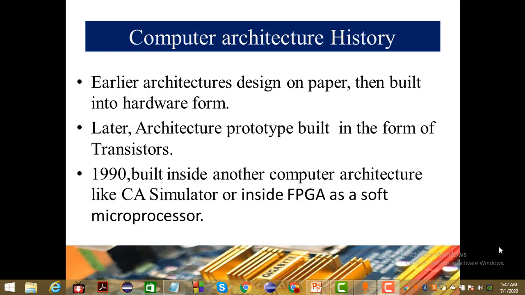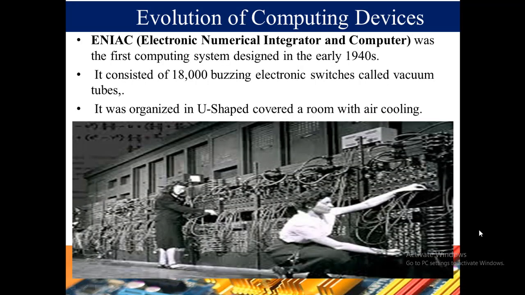But in between, let's have a look at how the computer evolved. The first computer, ENIAC, the Electronic Numerical Integrator and Computer, was the first computing system, designed in the early 1940s. It consisted of 18,000 buzzing electronic switches called vacuum tubes. A vacuum tube is an electronic device that controls the flow of electrons in a vacuum. It is also called an electron tube or valve. Vacuum tubes were very large and consumed a lot of electricity. It was organized in a U-shape covering a room with full air cooling, so it was very expensive.